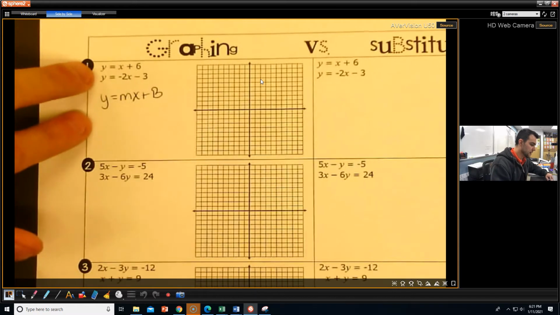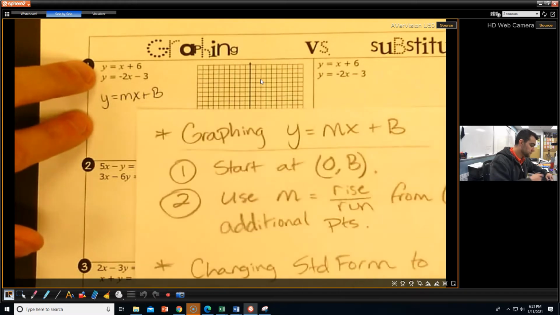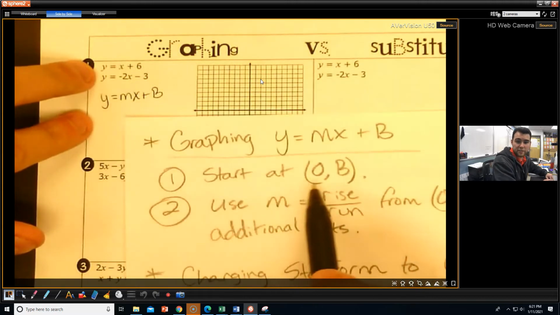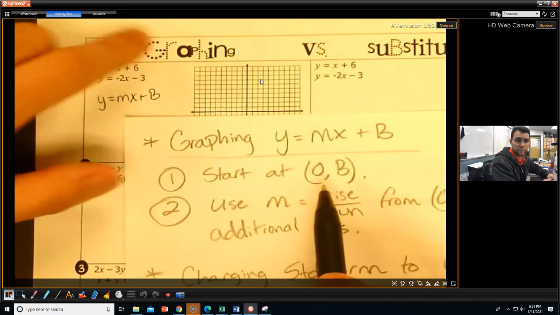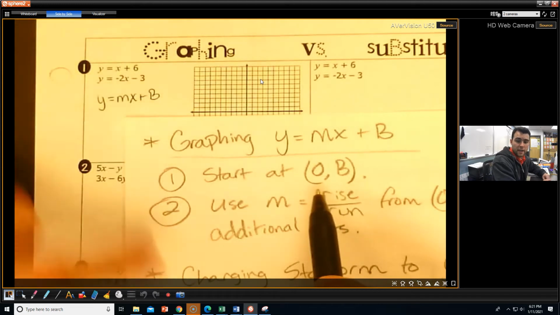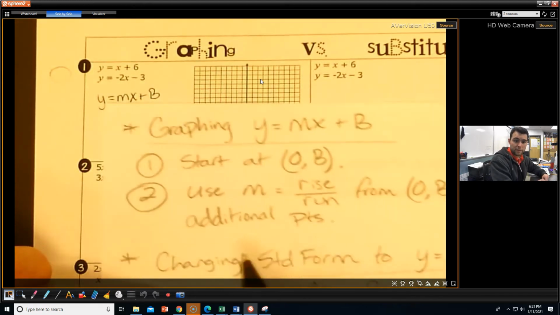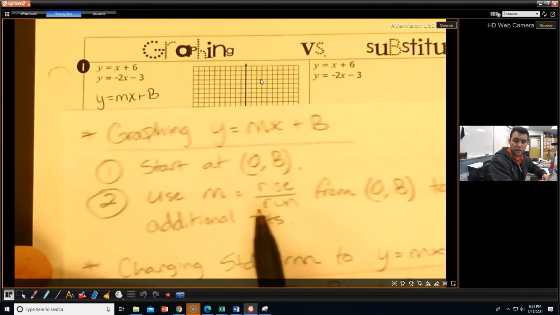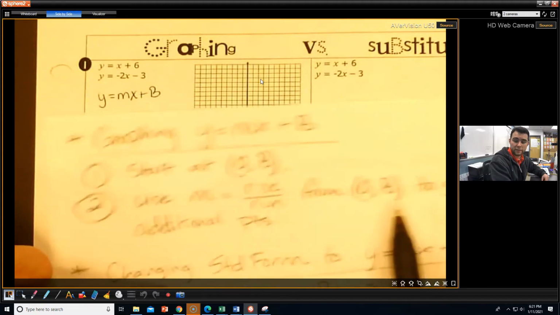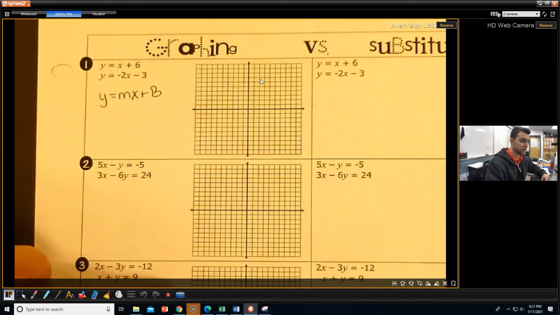So if we're back here, my notes tell me I'm going to start at (0, b), so whatever this b is right here, that'll be my first point. And then from there, I'm going to use my slope, my rise over run, from that point to generate additional points. Okay, so let's see what that looks like.